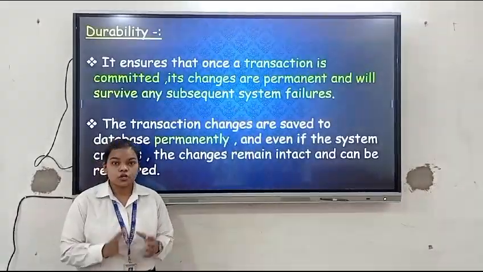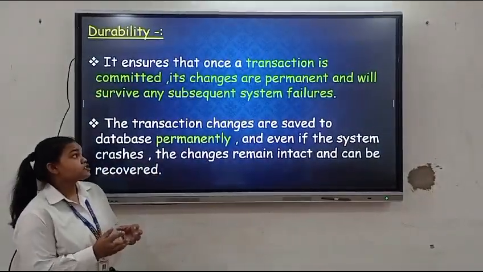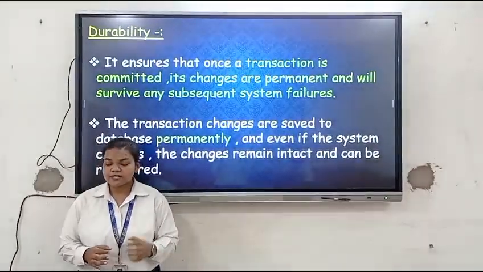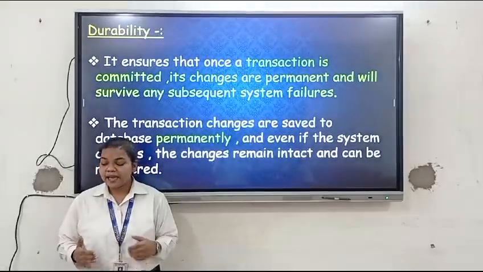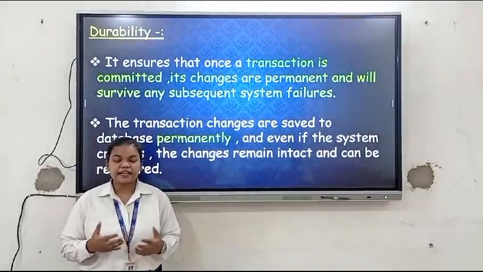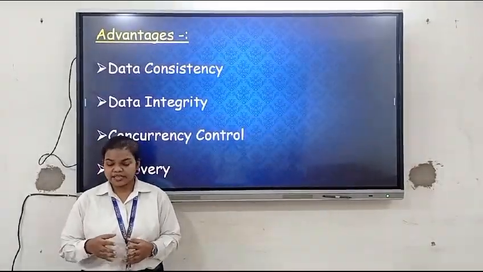And the last one is durability. It ensures that once a transaction is committed, its changes are permanent and will survive any subsequent system failures. The transaction changes are saved to the database permanently, and even if the system crashes, the changes remain intact and can be recovered. Now here are some advantages of ACID properties.